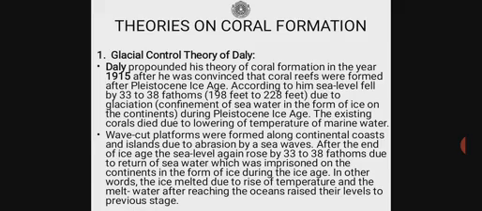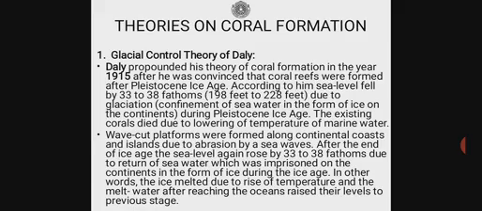According to him, sea level fell by 33 to 38 fathoms, roughly about 198 feet to 228 feet, due to glaciation, that is, confinement of seawater in the form of ice on the continents during the Pleistocene Ice Age. The existing corals died due to lowering of the temperature of marine water, because of these ice deposits, and wave-cut platforms were formed along continental coasts as well as in islands due to abrasion by sea waves.